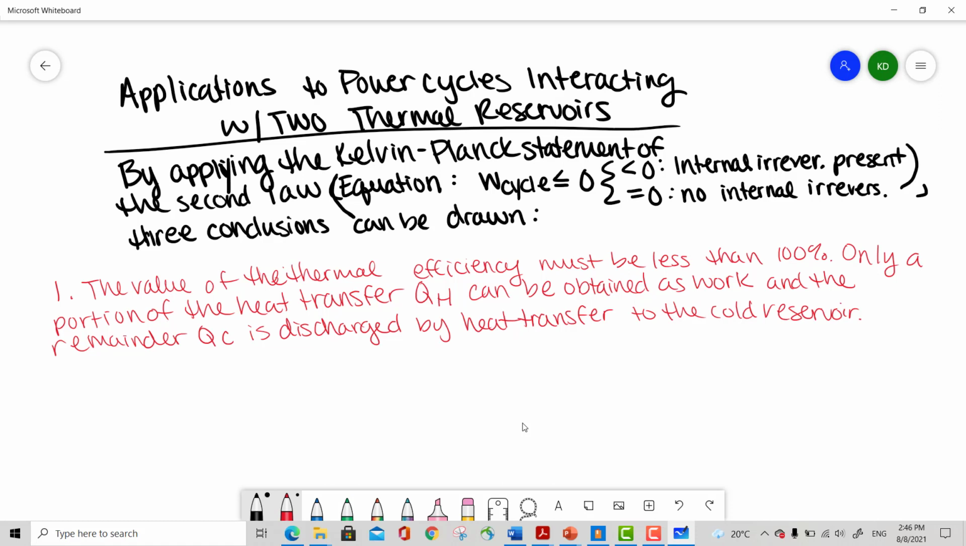Something has to leave somewhere. So that's what that original statement is saying: whatever you put in cannot all come out. We can't have a 100% efficient system. So there has to be another thermal reservoir. That excess heat, that unused heat, has to go somewhere.